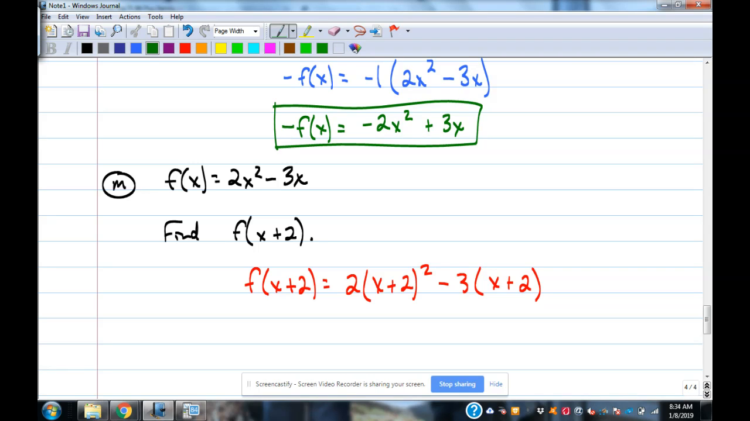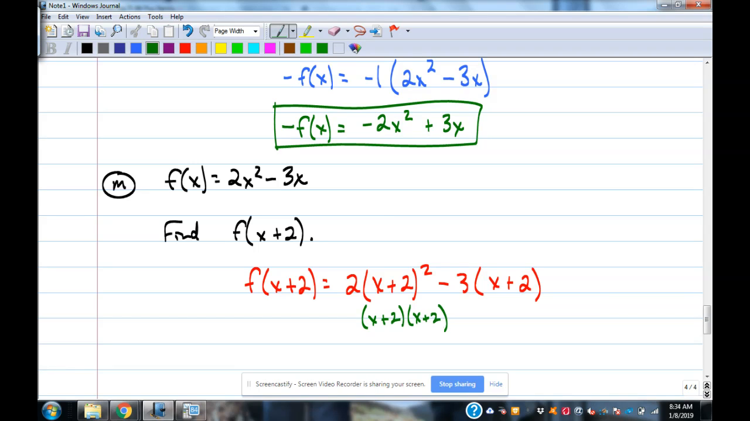What is x plus 2 squared? Closer, but still not right. What does it mean to square x plus 2? It means x plus 2 times x plus 2, right? That's what that means, right?